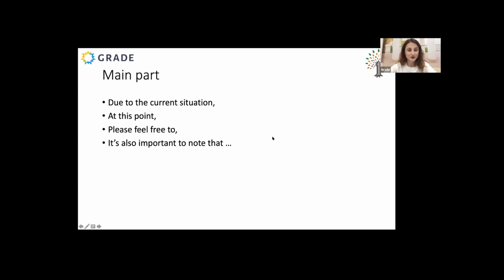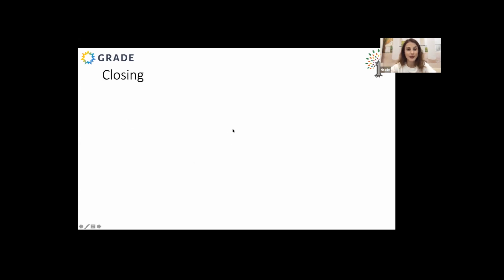Please feel free to do something. It's also important to note, in addition, additionally. This is a main part, and these phrases help you to organize your ideas. Small paragraphs, one idea per paragraph, as we have already mentioned, and use some words that link ideas. And these words link ideas.